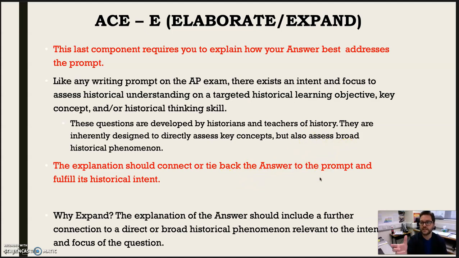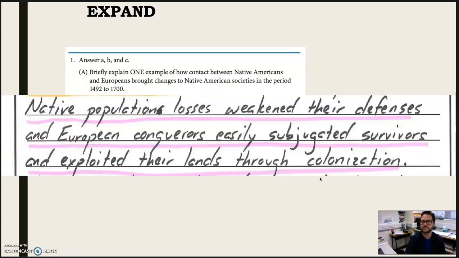All right, take a second now and put in an elaboration for your last question. Do that last part for what you have so far. Pause here if you need to. All right, here's what I have. So, native population losses weakened their defenses, and European conquerors easily subjugated survivors and exploited their lands through colonization.